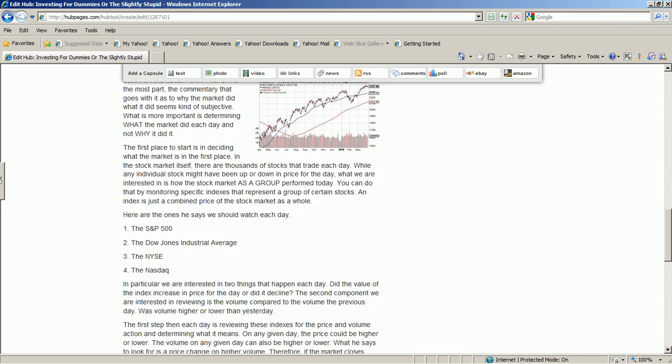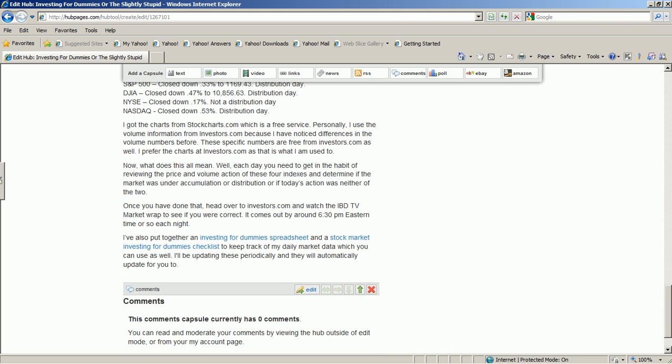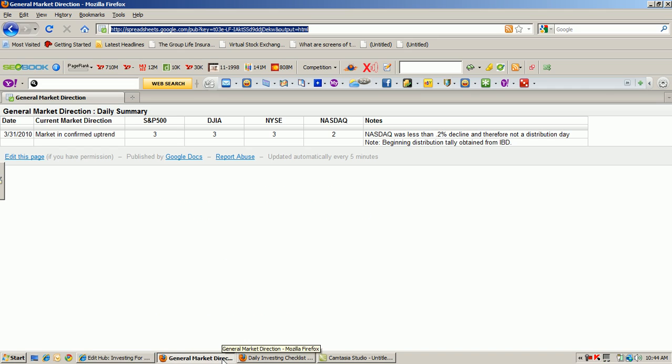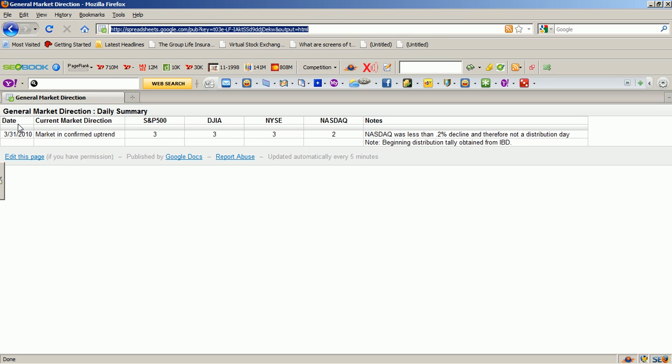One thing I've done too is start keeping a spreadsheet, which I've got links to on my hub page. The first one I made was the general market direction. I've made a simple spreadsheet that you can access, and I'll be keeping a tally on a daily basis as I get time. This will update, and you can always use this link to come back and see what I analyzed in the market for the day.